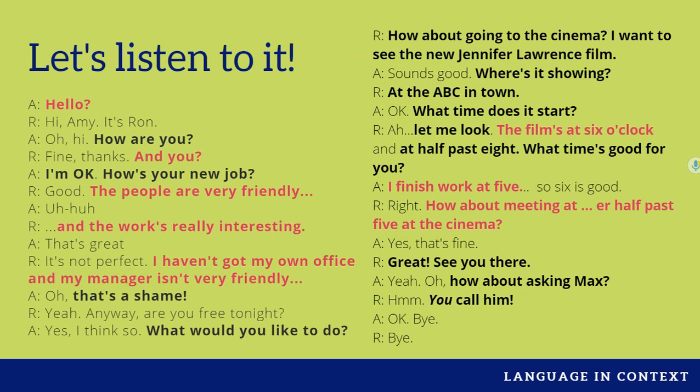We're going to listen to a dialogue where we have highlighted some falling tones in black and some rising tones in red. Let's listen and compare. Unit 3, Recording 6.